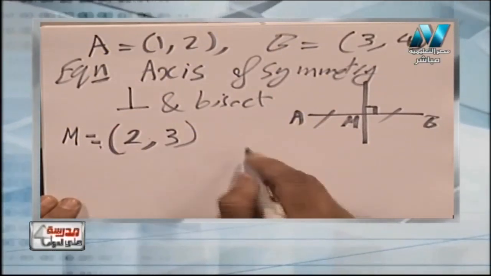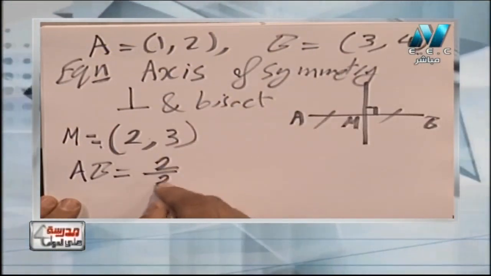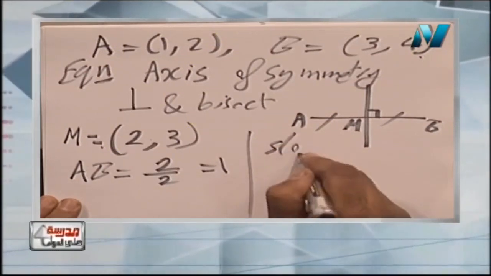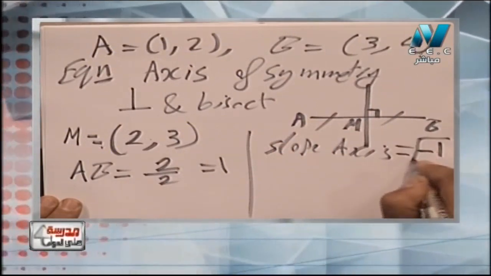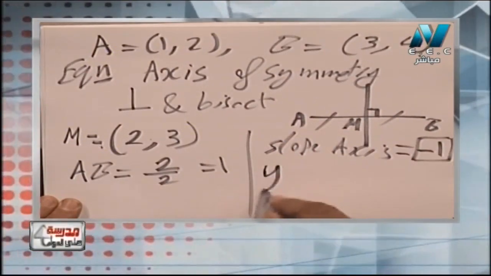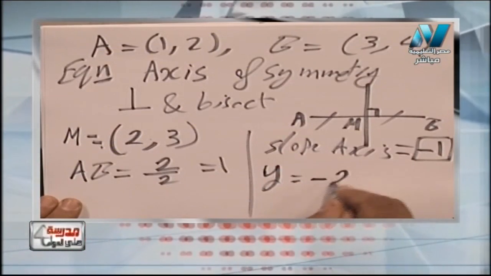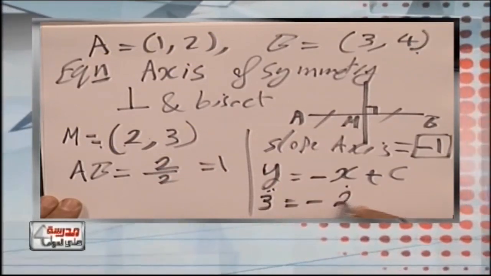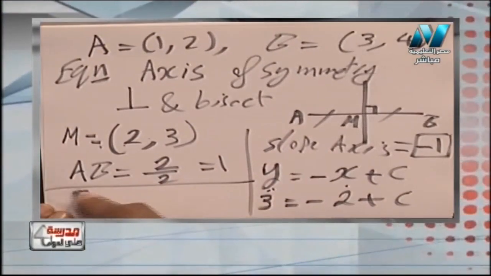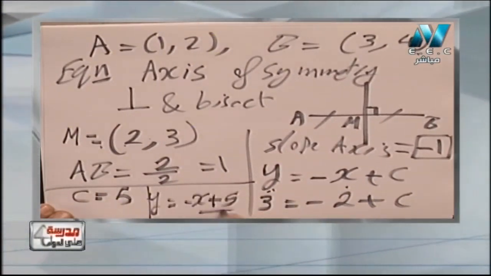And the last one, slope of AB. Slope of AB, change of y 4 minus 2, 2 over 3 minus 1, 2. Slope equals 1. So the slope of your axis, perpendicular, change sign and fraction, it means -1. Then y equals mx plus c, when m equals -1, x plus c, and replace x and y by 2 and 3. We get c equals 5, so equation y equals -x plus 5. It means equation of axis of symmetry. Okay.